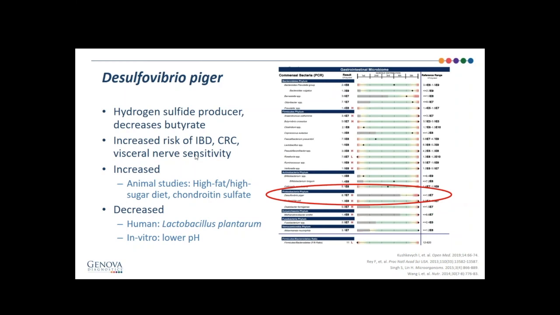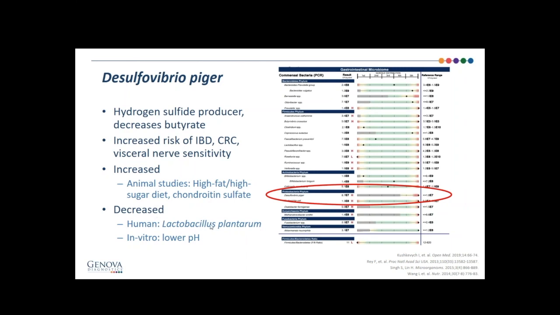Desulfovibrio is increased with IBD, colorectal cancer, and visceral nerve sensitivity. In animal studies, it was increased with a high-fat, high-sugar diet and chondroitin sulfate, which is a supplement. I couldn't find any human studies as to what decreases or increases Desulfovibrio. It's resistant to most antibiotics, so while the antibiotics are out killing the pathogen and the good guys, D. piger stays and can become a pathobiont. So this is not a good thing.